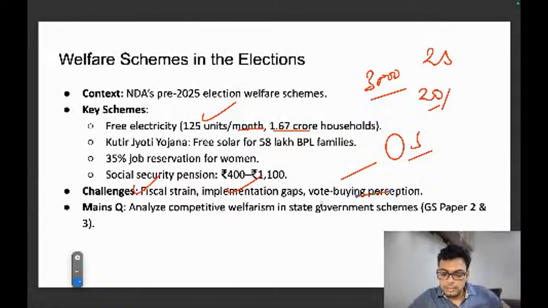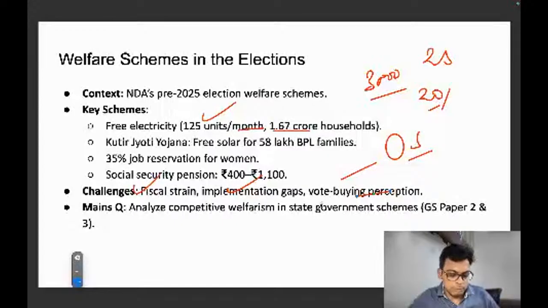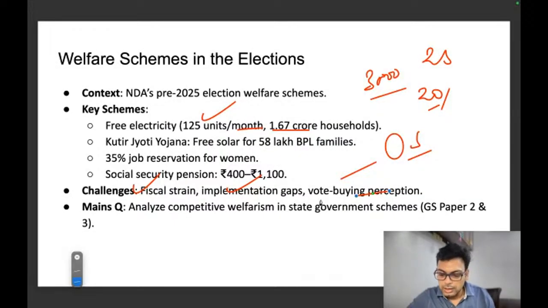And then what are the economic implications that we have already discussed? Fiscal strain, free electricity. From where are you getting this free electricity? Are you giving it from your pocket? Because these companies, Adani Power Limited or Tata Power Limited or other companies, are not going to give it to you for free. So from where are you getting this money? That's the question. Then the second thing is sustainability risk, whether this model is sustainable or not.